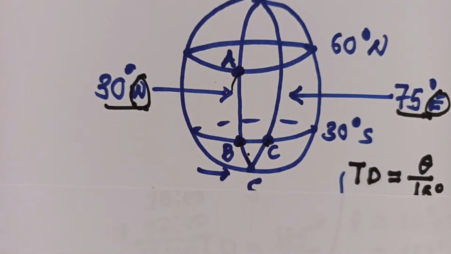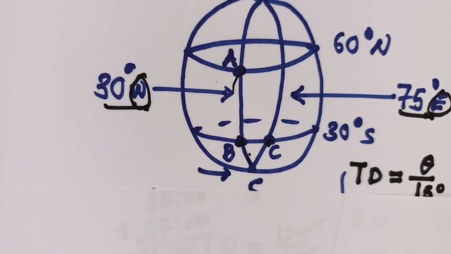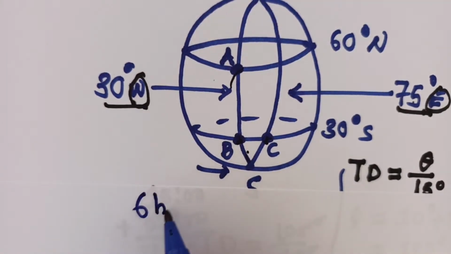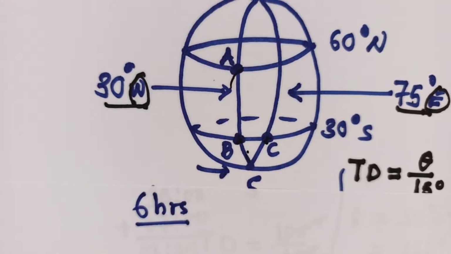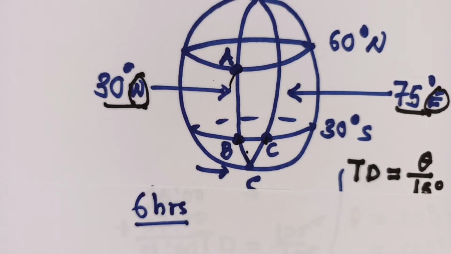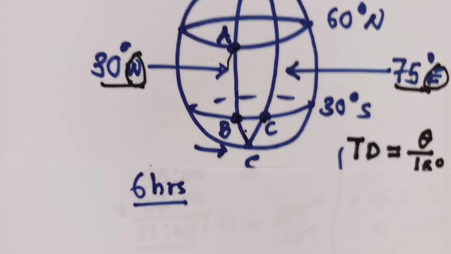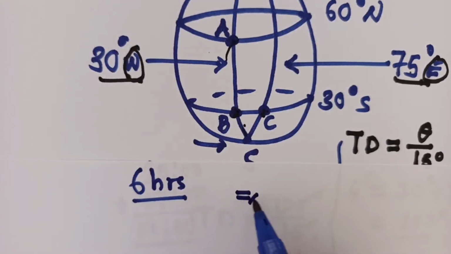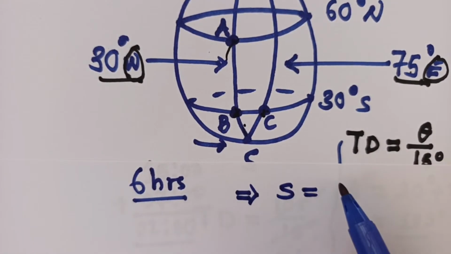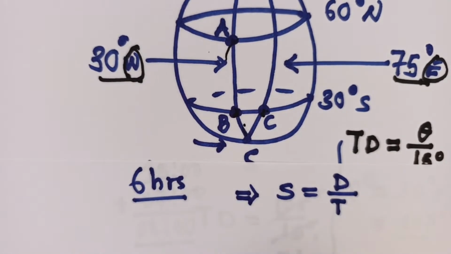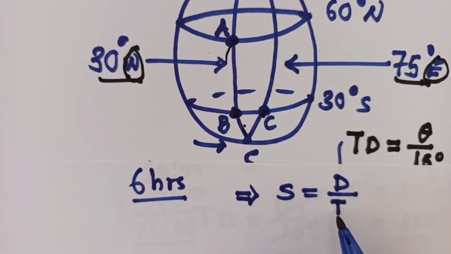So now look at the question. Listen very carefully. The question here says, it takes a plane 6 hours to fly from A to B. What is the speed in knots? So it takes 6 hours to fly from point A to point B. So we know, of course, that when it comes to speed, speed will be equal to distance over time. That's it. That's the formula.